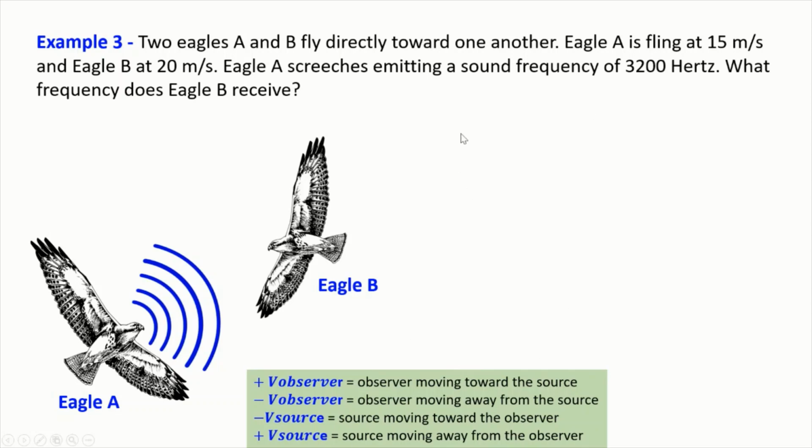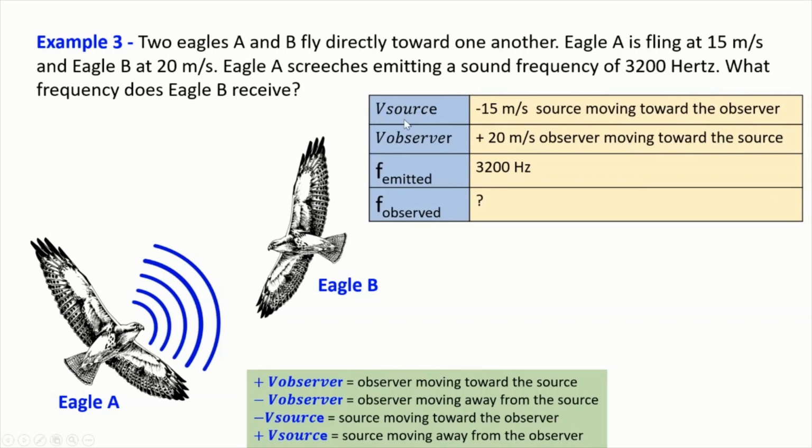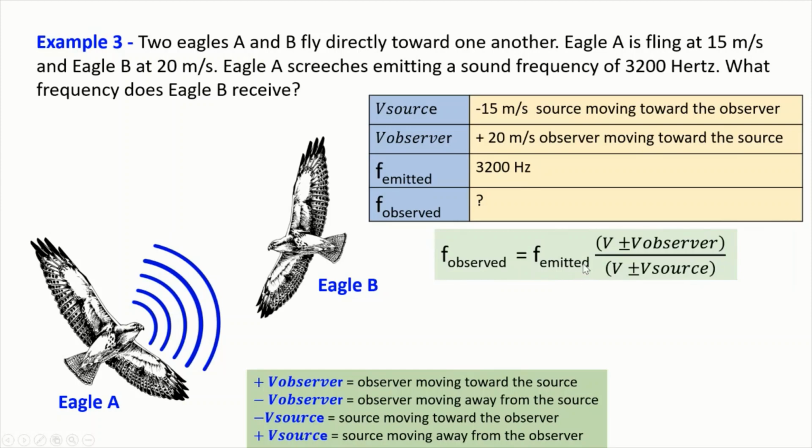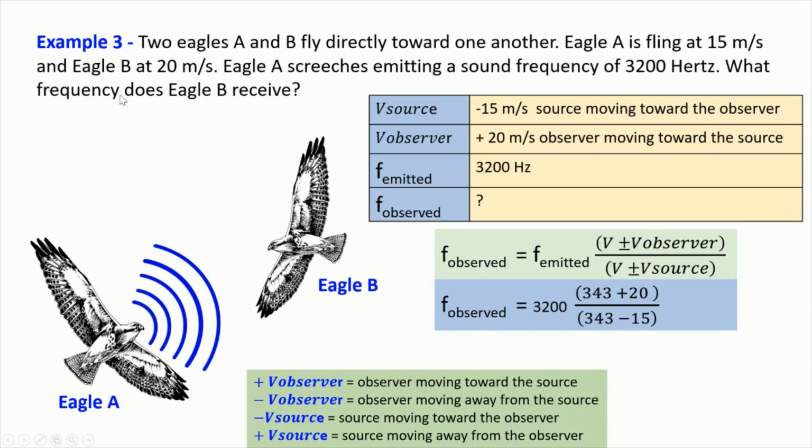Okay, so let's set up our table. The speed of the source, which is Eagle A, is 15 meters per second. It's negative because it's moving toward the observer. The speed of the observer is 20 meters per second and is positive because it's moving toward the source. The frequency emitted is 3,200 Hertz, and we need to calculate the frequency observed. So again, the formula, we do our substitution, 343 speed of sound in the air. Now is plus 20, and on the denominator is negative 15. Solve the fraction, multiply by the frequency emitted, and the frequency observed by Eagle B is 3,541 Hertz.